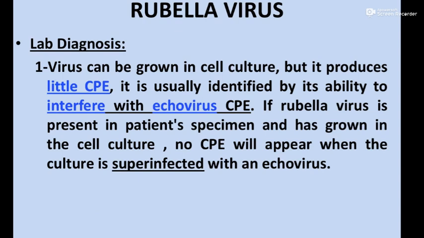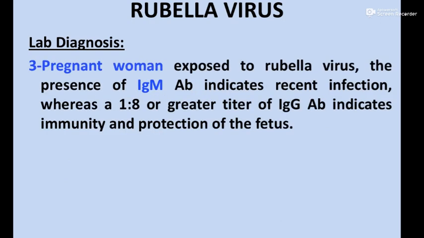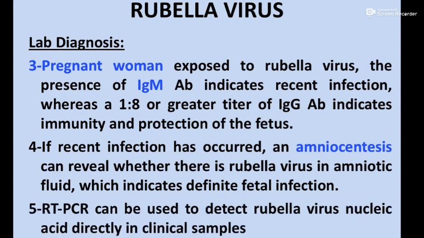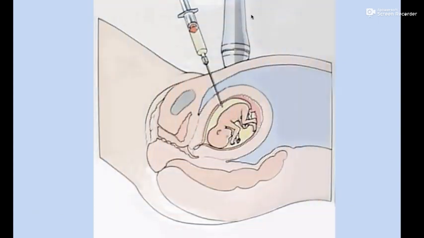Diagnosis: we can use the interference of rubella, which does not cause CPE and inhibits CPE by other viruses. We observe IgM antibodies; in pregnancy or in the fetus we see very high IgM antibodies when recent infection has occurred. We can do amniocentesis and detect rubella virus in the amniotic fluid by reverse transcriptase PCR. Here we have an ultrasound probe and a wide gauge needle. We withdraw some of the amniotic fluid and detect rubella virus in this fluid, mainly by PCR.